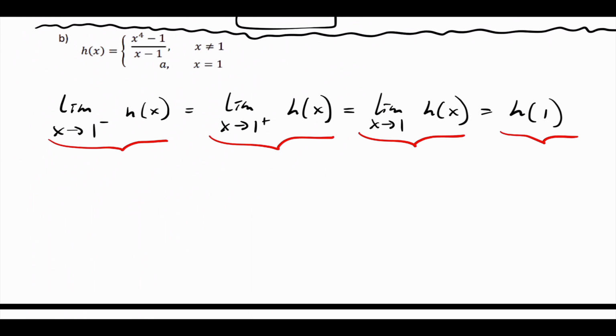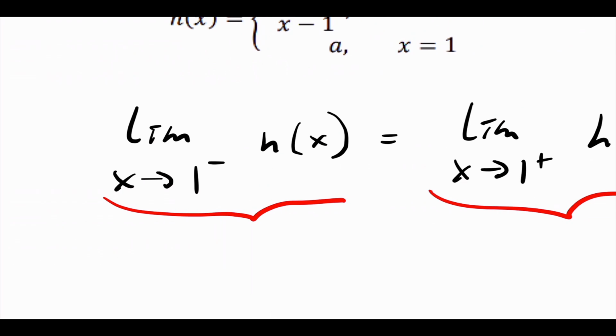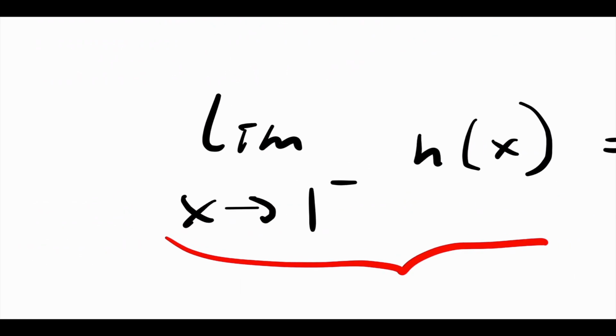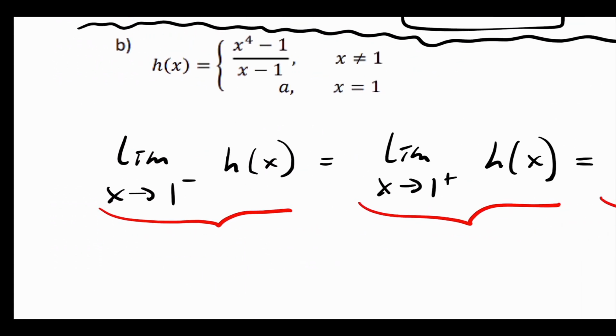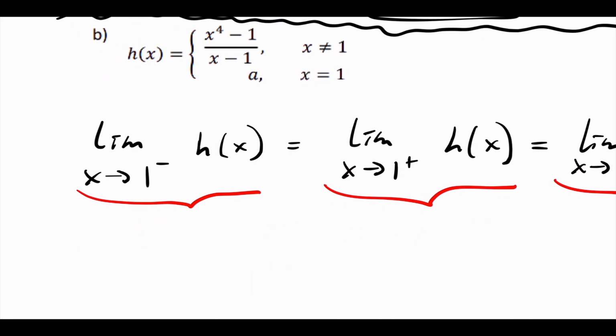Okay. Let's do the first one. The limit as x approaches 1 from the left. Which one am I going to use for that one? The top or the bottom? As it approaches 1, not at 1. So as I approach 1 from the left side, because that's what a limit does, approaches it, right?